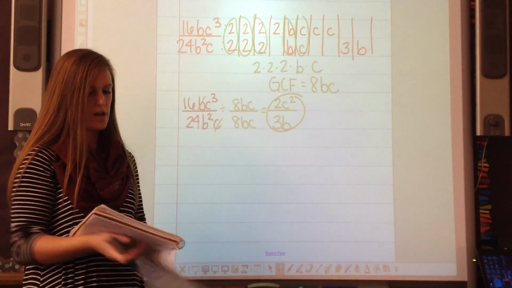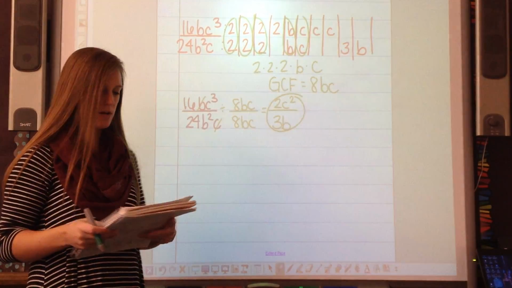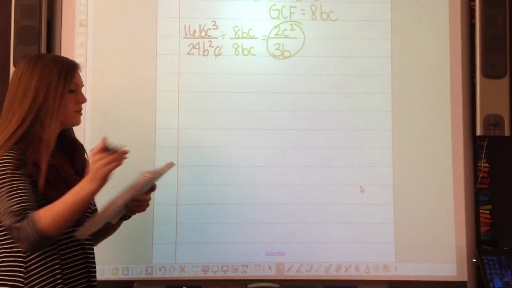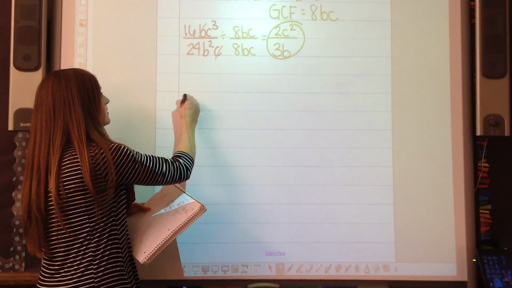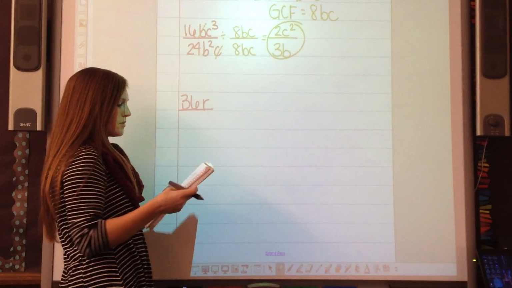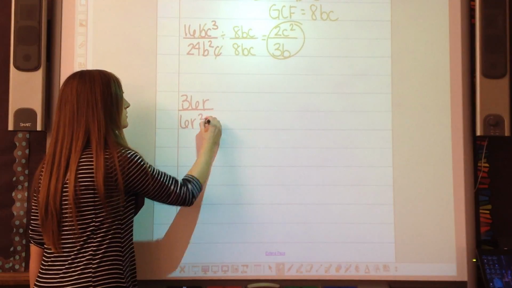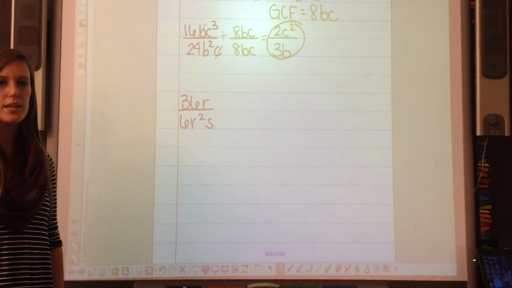I would like you to try one of these. This is our last problem. Simplify 36r over 6r squared x. Push pause and try that now.